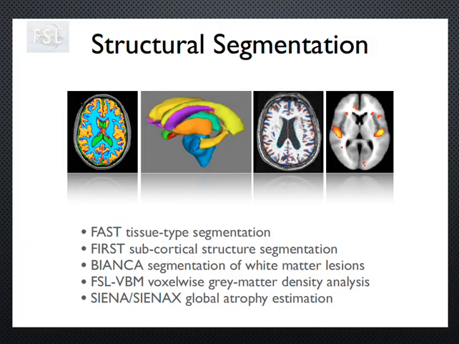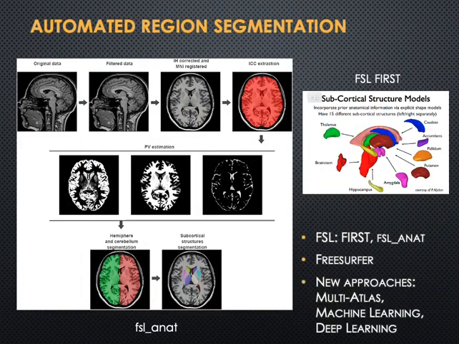FSL offers a wide variety of different tools for structural image analyses. These include FAST for image segmentation, FIRST, which does subcortical structural segmentation. We'll also talk a little bit about the FSL voxel-based morphometry analysis, but then there are other tools as well.